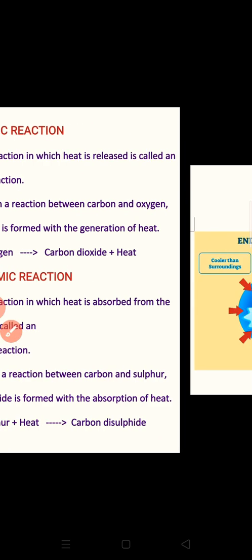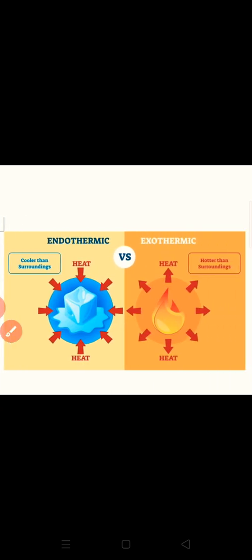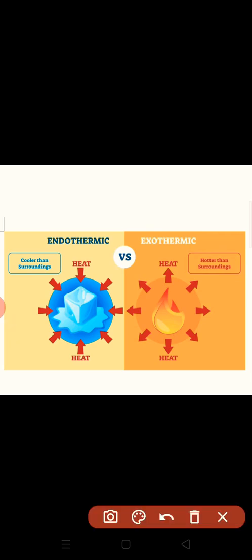You can understand by this picture. In the first picture for endothermic, the arrows are pointing towards the inside, which shows that they are absorbing heat. And in the exothermic, the arrows are pointing outside. It means it is releasing heat. So if heat is absorbed, it is endothermic, and if heat is released, it is exothermic.